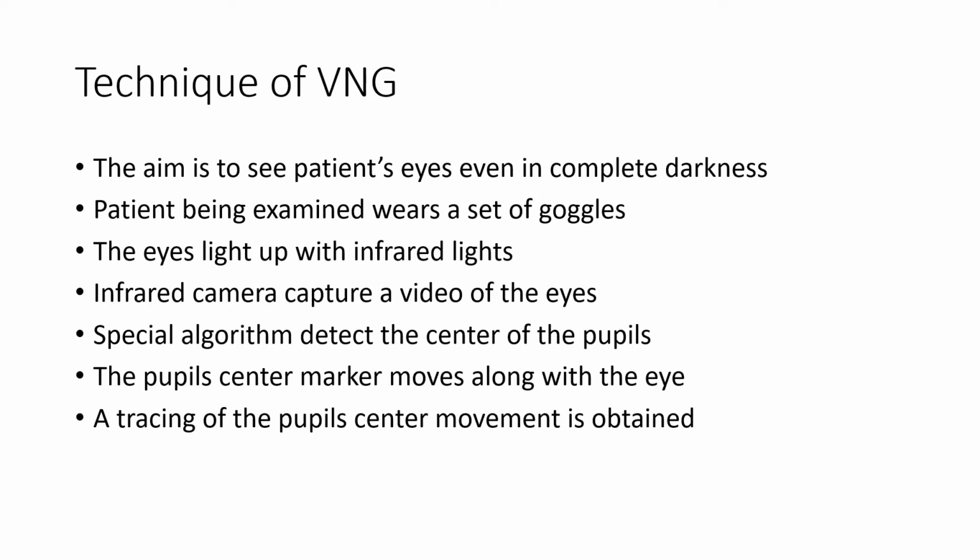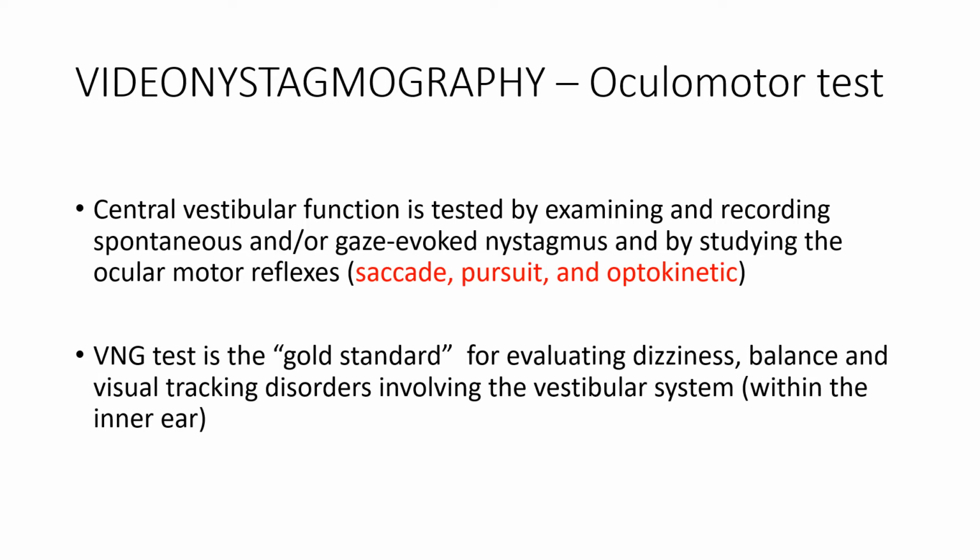Then the infrared camera will capture a video of the eye movements, and there is a special algorithm which can detect the center of the pupils, and the pupil's center marker will move along with the eyes. So it's a very sensitive camera, and it will detect even a very small movement of the pupils. Then we can get the tracing of the pupil center movement. It is the gold standard for evaluating dizziness, balance, and visual tracking disorders which involve the vestibular system.